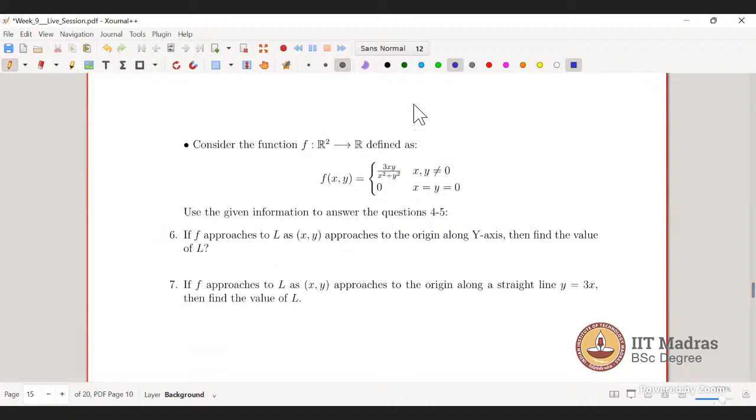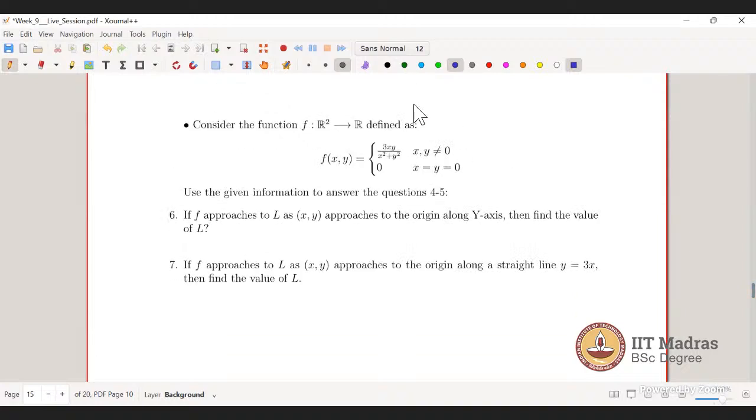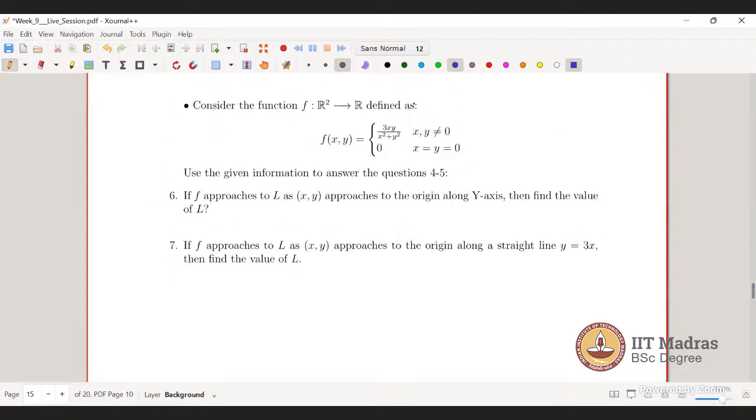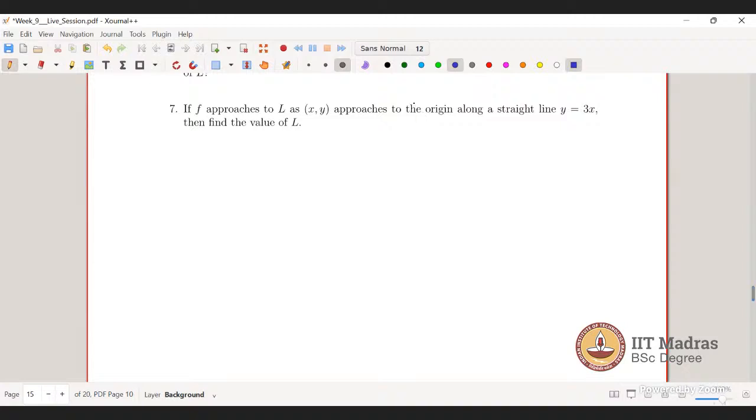Okay, so the next question is, consider this function. So this is the function. It's saying if f of x approaches L as (x, y) approaches the origin along the y axis, then find the value of L. So it's basically saying, this is your domain of A. Okay, this is your domain of A.